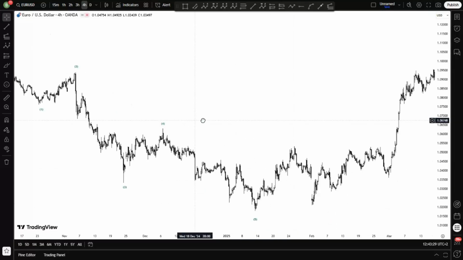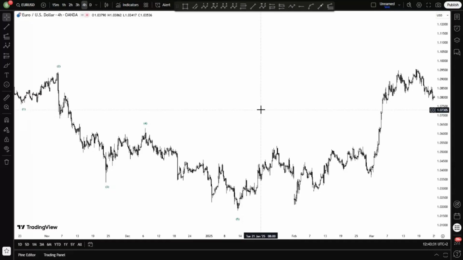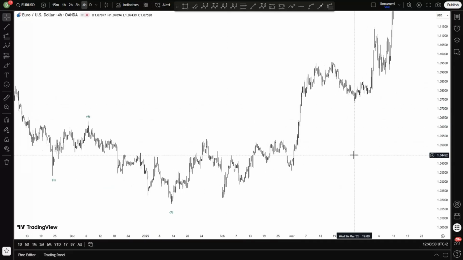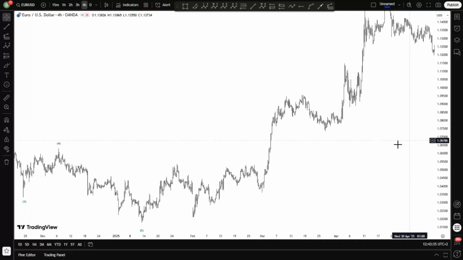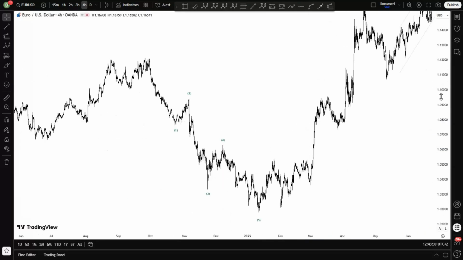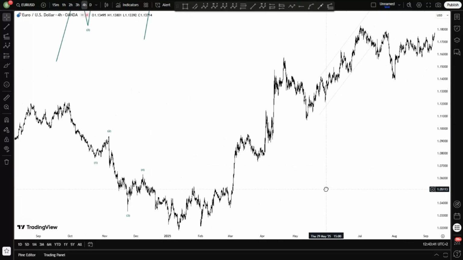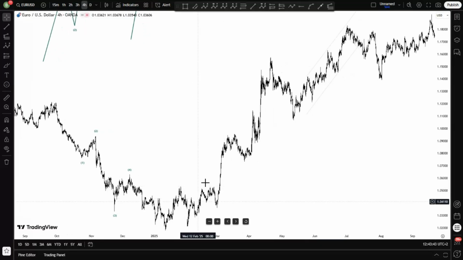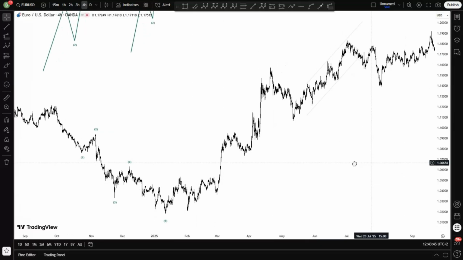So it's just basic, guys. We can see it again from here. It's just basics. Again, another nice impulse move, this one in this fashion.